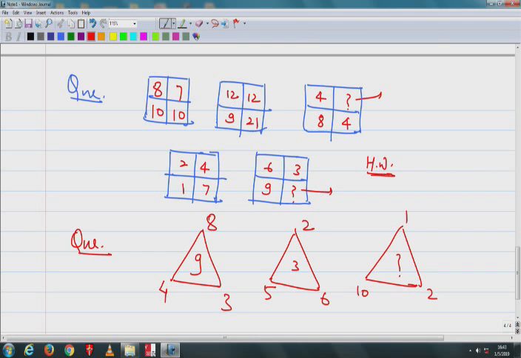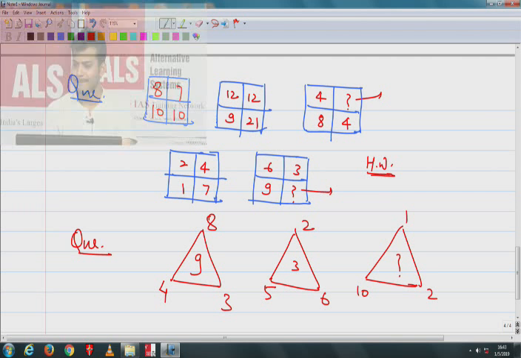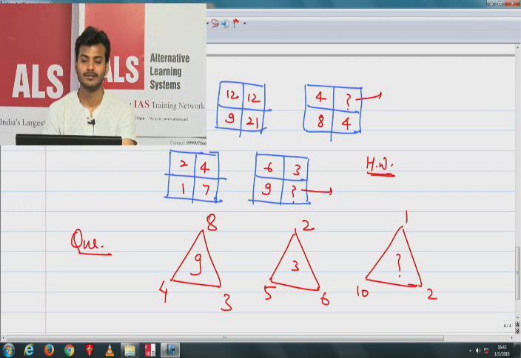Here we will see some more questions where we will do squaring, which we are not considering till now, right? So tell me the value of the question mark. This is the last question as your homework. You have to work on it.